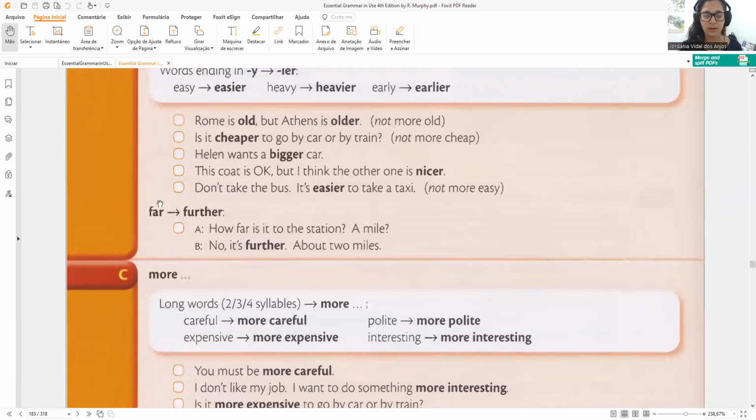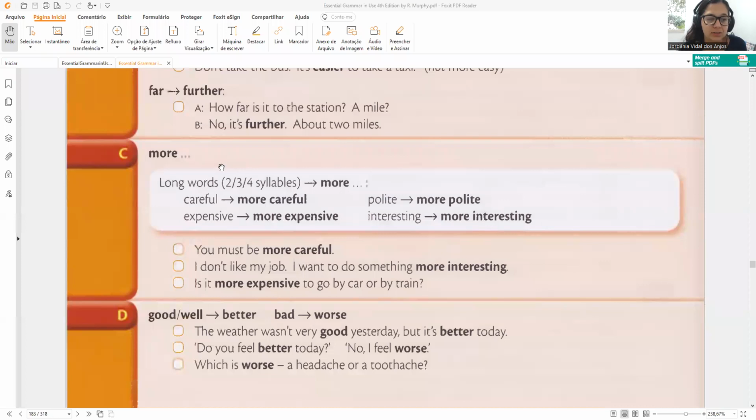So, for the adjective far, longe, ele muda um pouco a escrita, ó. Ele recebe um TH antes do R, tá? Ele é uma exceção. Então, for example, how far is it to the station? A mile? How far is it to the station? Quão longe é, quão distante é da estação? Uma milha? No, it's farther. Farther, não, é mais longe. About 2 miles, ok? Então, não é só colocar o ER e virar further, não. Tem que colocar um TH aqui, further, ok?